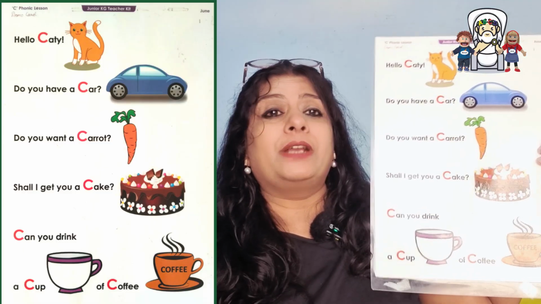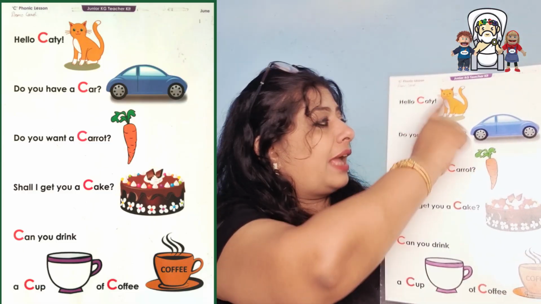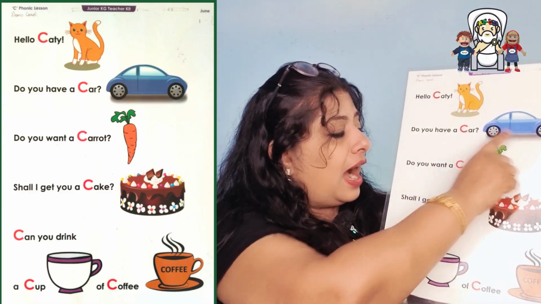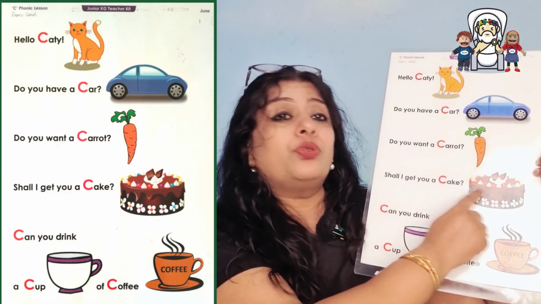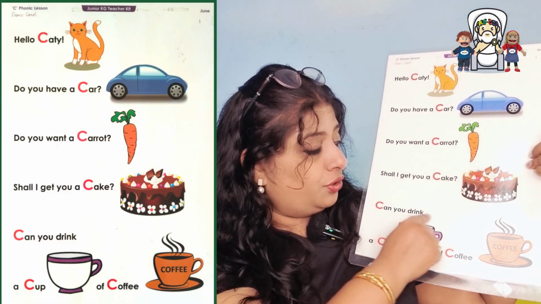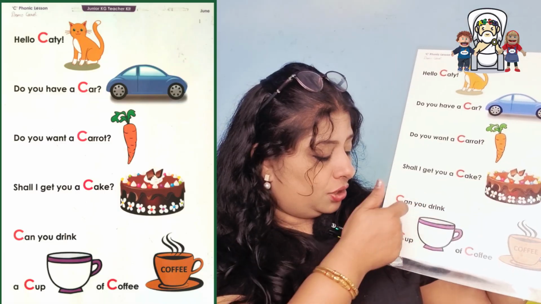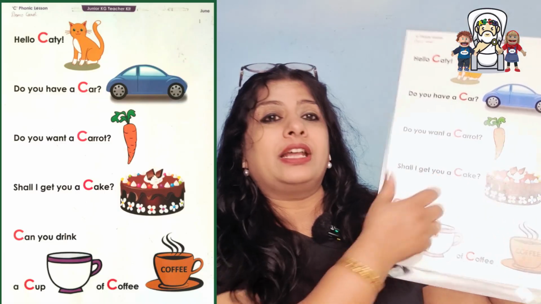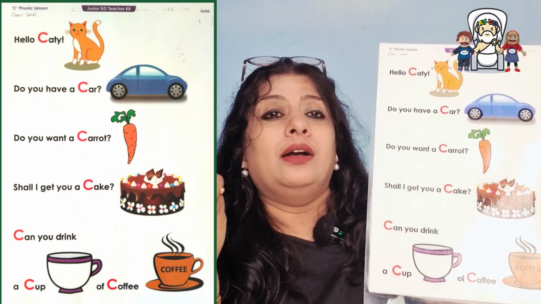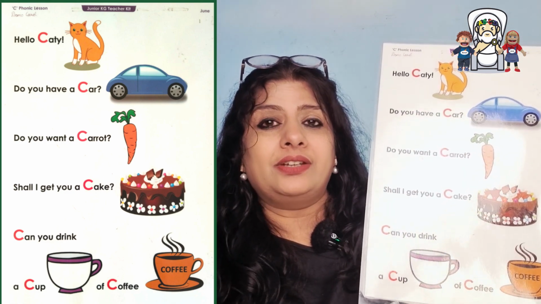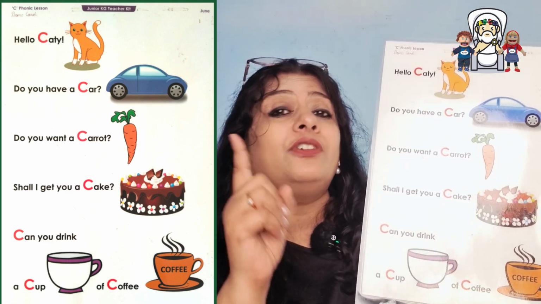And now this is picture reading. Hello, Kathy. Do you have a card? Do you want a carrot? Shall I get you the cake? Can you drink coffee? So a cup of coffee. So like this, you can use some pictures and create picture reading activity in your classroom. This will definitely enhance the child's spoken language development.